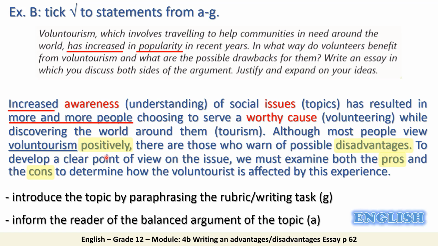Although most people view voluntarism positively, there are those who warn of possible disadvantages. To develop a clear point of view on this issue, we must examine both the pros and the cons to determine how the voluntarist is affected by this experience. My advice is that you can use these 3.5 lines again in your writing. Whenever he asks about something other than voluntarism, for example, online learning, you can say, although most people view online learning positively, there are those who warn of possible disadvantages, etc. Okay?